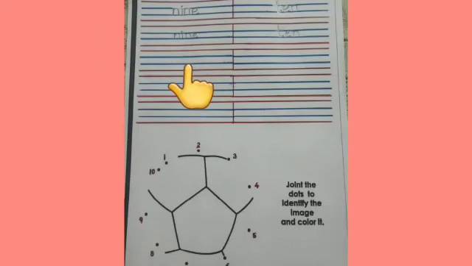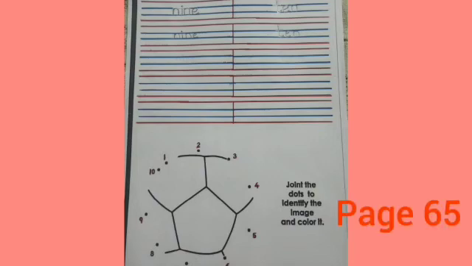Let's repeat it once again. N I N E, 9. T E N, 10. So kids, please complete this page number 65, number name 9 and 10 in the same formation, and also join the dots to identify the image and color it.